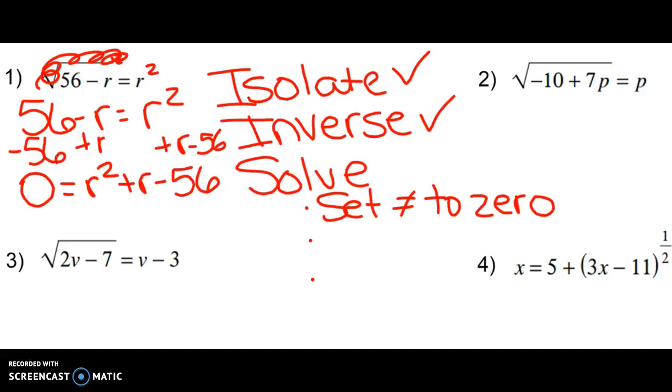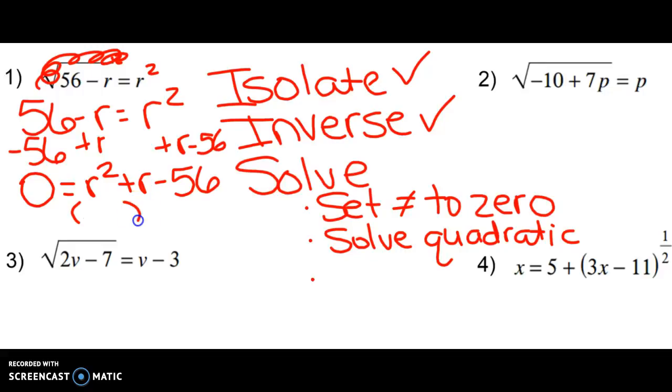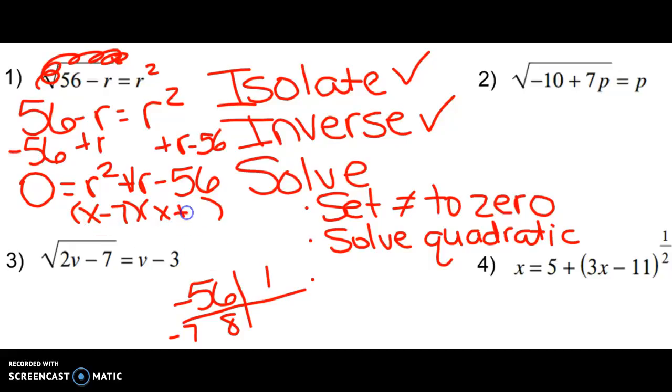Now, you're either going to graph or you're going to factor, but you're going to solve the quadratic. Okay, if you graph it, you're going to see the solutions. If you factor, you're going to have to solve it and set it equal to 0. So let's factor it first, since we're in advanced algebra 2. We want to find factors of negative 56 that add up to 1, because that's a 1 right there. All right, so I'm thinking it's going to be negative 7 and 8. So we're going to do x minus 7, x plus 8.